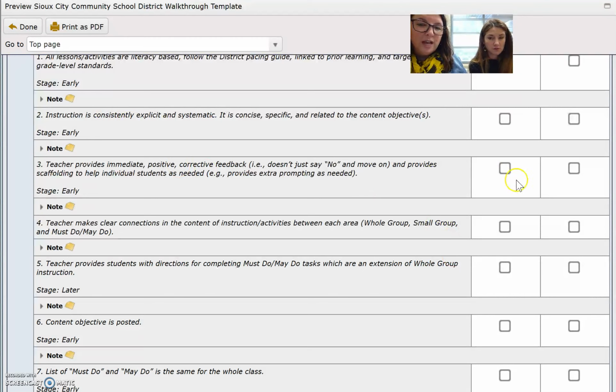But essentially, these are just yes, no. Were they observed or were they not observed? You'll see these stages over here where it says early or later, and that's just referring to the stages of implementation. So with regards to the literacy block, this is something that you would see in early implementation at this point in the year. Later implementation might be present now, or it might be something that we expect to be observed later in the year. But again, these items, let's see, is it 4, 5, and 6? No, 5, 6, and 7 will not be part of whole group instruction because that's related to must do and may do.